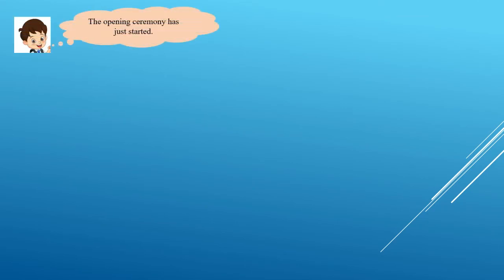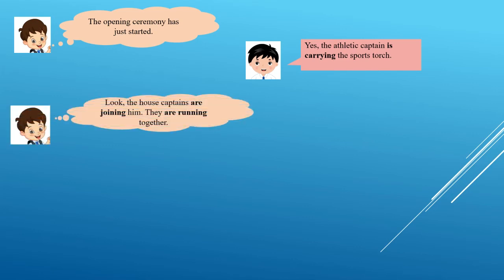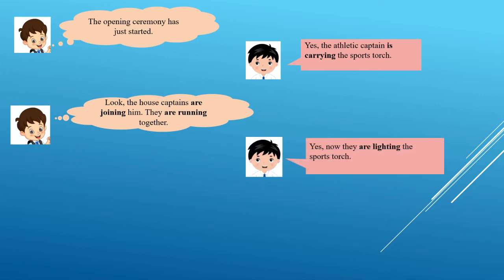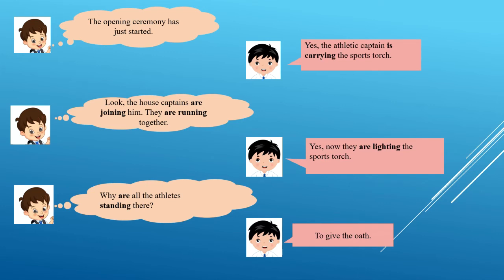The opening ceremony has just started. Yes. The athletic captain is carrying the sports torch. Look, the house captains are joining him. They are running together. Yes, now they are lighting the sports torch. Why are all the athletes standing there? To give the oath.